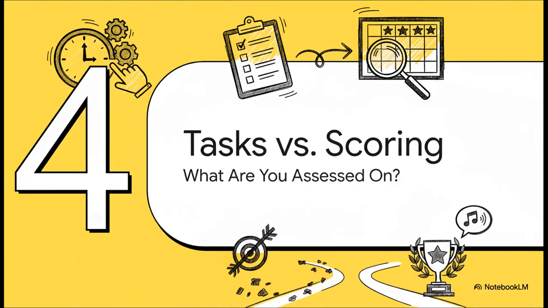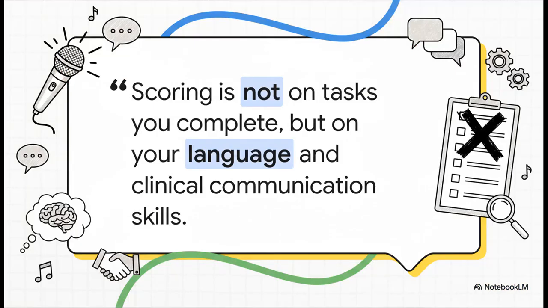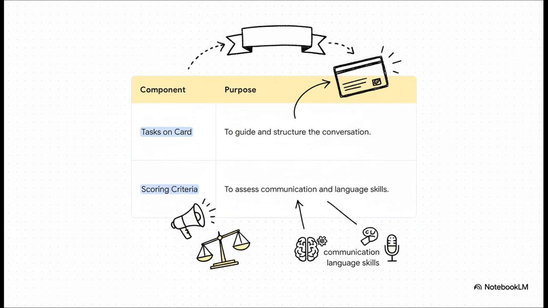And that leads us to a really, really common mistake people make. There's a huge difference between just completing the tasks on the card and actually meeting the test's scoring criteria. Let me be crystal clear about this because it's a direct quote from the official materials. Your score is not based on how many tasks you manage to check off. It's based on your language ability and your clinical communication skills during the conversation. This little table here really spells it out. The tasks on the card are your guide. They're there to give the role play some structure and direction. But the scoring criteria, that's what the assessor is actually using to grade you. The tasks just give you the opportunity to show the skills that are being scored.